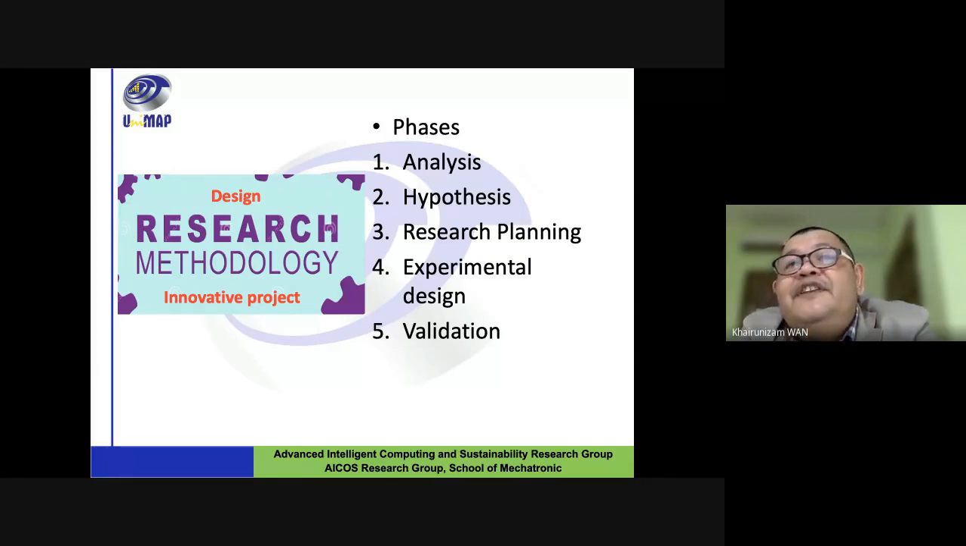In terms of journals, if the journal accepts your publication, it means that your result is okay. So remember, the research methodology has 5 phases: analysis, hypothesis, research planning, experimental design, and validation. We will go through them one by one.